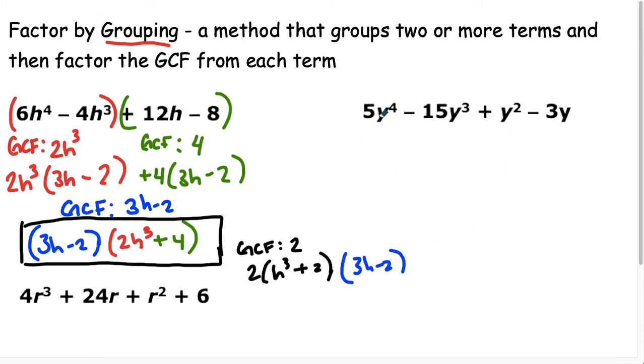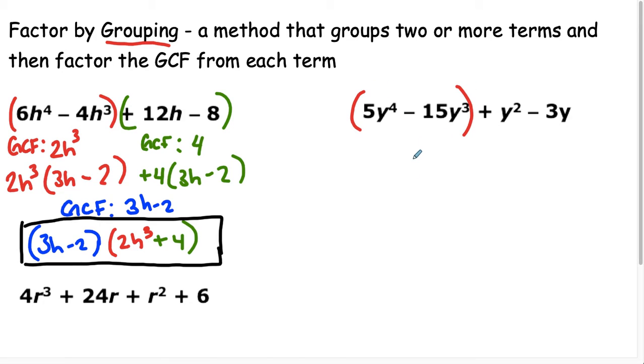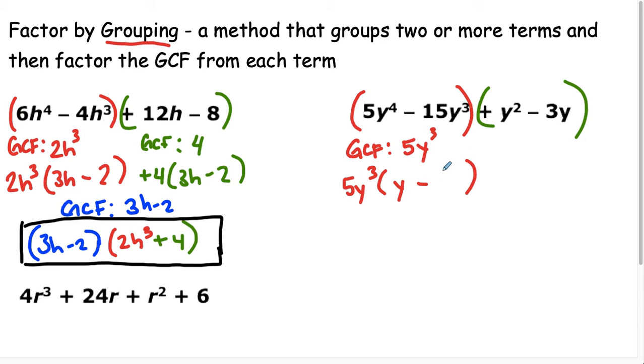Okay, let's take a look at this expression. We're going to practice by grouping together my first two terms, and then I'm going to group together my last two terms. The first step is to factor out the GCF from my first two terms. The GCF here is 5y cubed. If I factor out 5y cubed, what I have left is a y, because 5y cubed times y is 5y to the fourth power, and then minus 3 because 5y cubed times negative 3 equals negative 15y cubed.